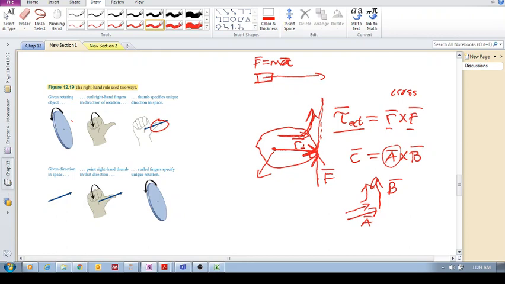But say now the force was being applied in that direction. Your fingers would go in the direction of the position vector and curl in that direction, which means your thumb would go into the page. All right, so those are a couple of examples.